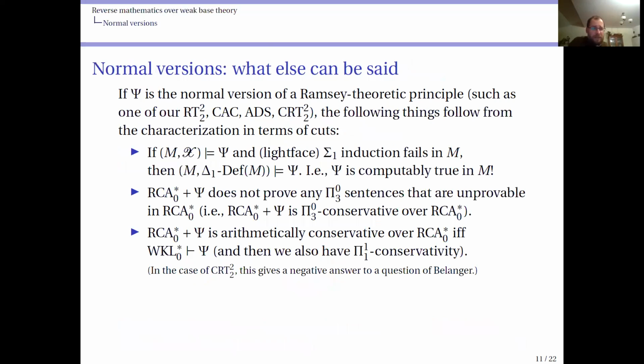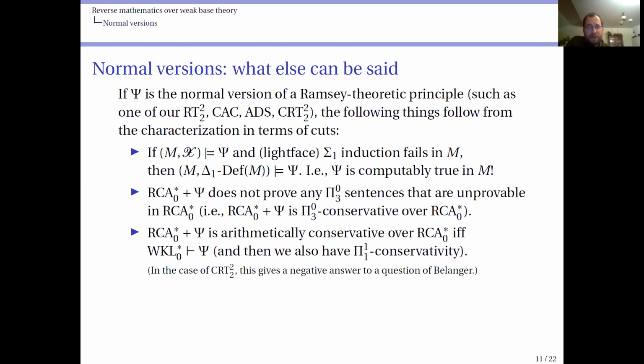So let me summarize what follows from this, because this is the most important thing that we learned about these normal statements of Ramsey theoretic principles. If you've got any principle, call it Psi, that you take the normal version of it, and it happens to satisfy that characterization in terms of cuts that I gave you, that happens quite often. We have some sort of sufficient criterion for that. Then, for example, because of what I mentioned, that satisfying this principle does not depend on the second order universe, that means that if you have a failure of sigma 1 induction already in the first order model, so with no set parameters, already in the computable sets, then that principle is satisfied in the computable sets. It's computably satisfied.